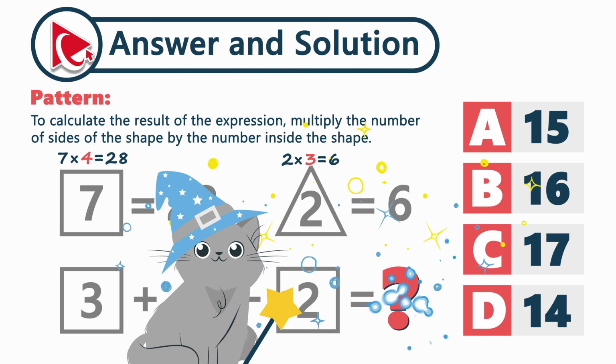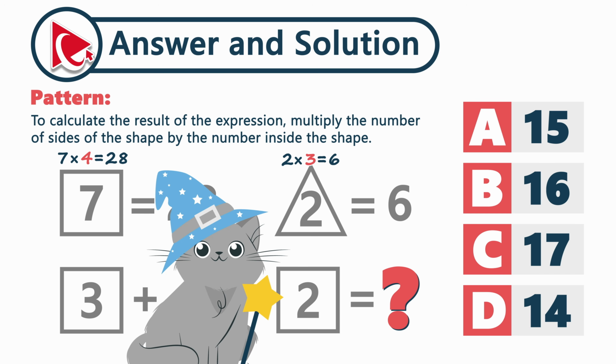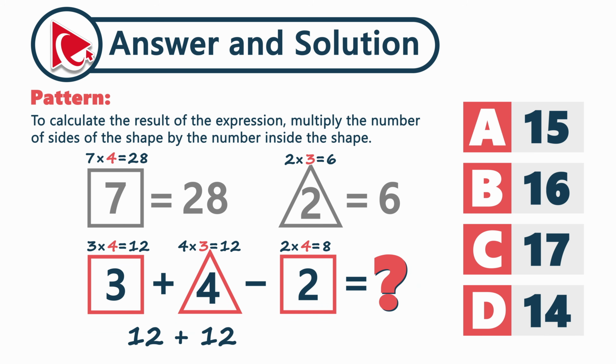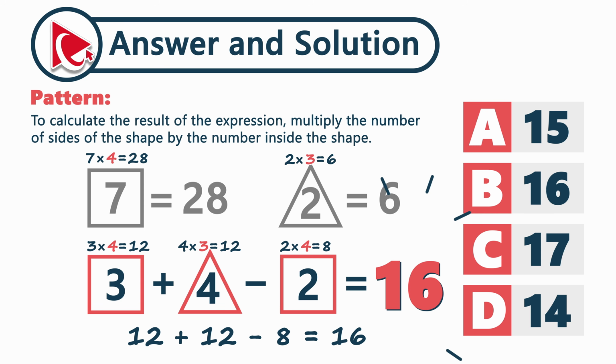And now it's the magic time to calculate the missing number. Knowing the pattern, let's look at the third expression. 3 inside the square equals 3 multiplied by 4 and equals 12. 4 inside of the triangle equals 4 multiplied by 3 and also equals 12. And 2 inside the square equals 2 multiplied by 4 and equals 8. Now let's apply math operations to the calculated numbers. 12 plus 12 minus 8 equals 16. So the correct answer here is choice B, 16.